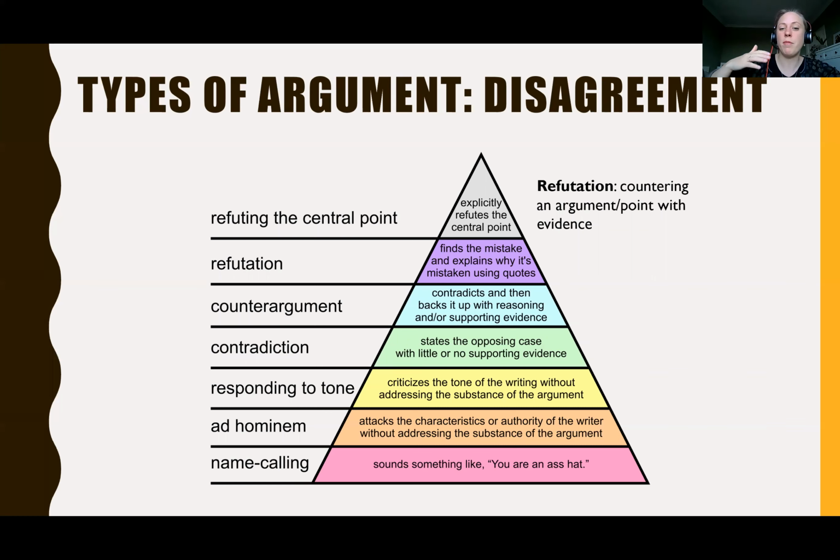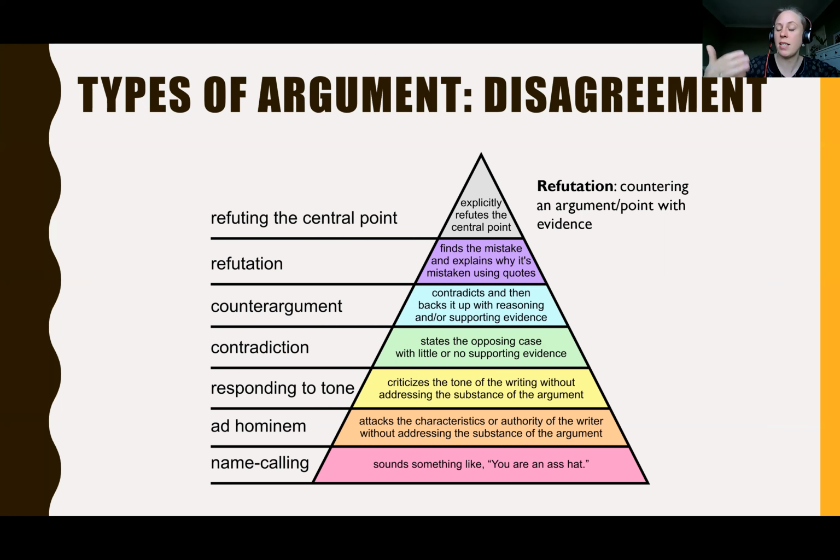Refutation, which finds a mistake and explains why it is mistaken, using quotes and using evidence. So that's not just stating the counter case, but finding the mistake in the argument. And then within the larger area of refutation, we can talk about refuting the central point. So not just refuting a part of the argument, but the core part of the argument, the central point from which everything else emanates, and under which everything collapses if you manage to refute that.